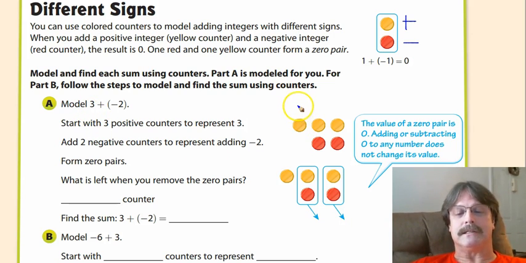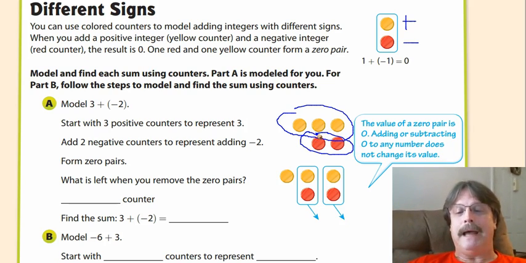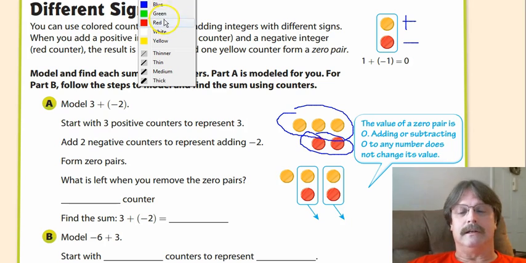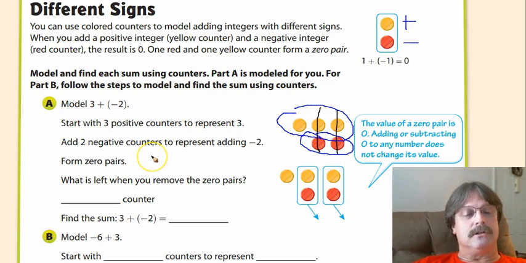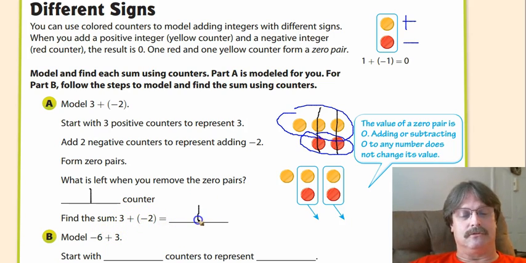So you bring in 3 positives, and then also bring in 2 negatives. So any time that you see that you have a pairing that looks like this, you can cancel them out. So let me change this over to a different color, a bit of black. If I take those away, you have 1 left. So what is left when you remove the zero pairs is 1 counter. So the sum of 3 plus negative 2 is 1.